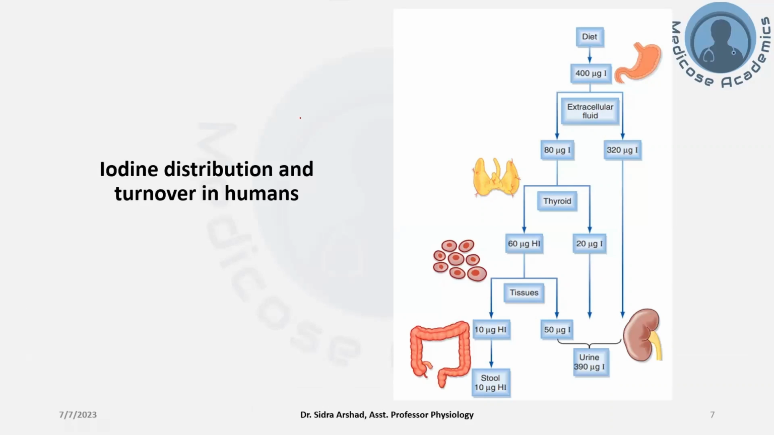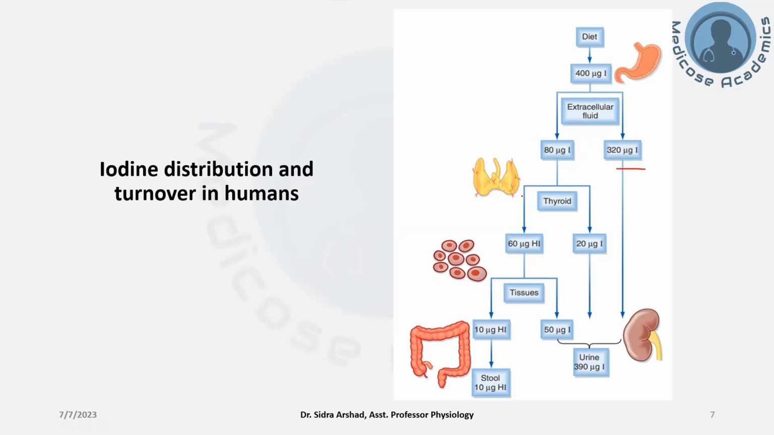Just to reiterate the importance of iodine pertaining to the synthesis of thyroid hormones. So the dietary iodine which is absorbed from the GIT is going to be used up by the thyroid follicular cells. Most of this iodine is actually excreted by the kidneys.